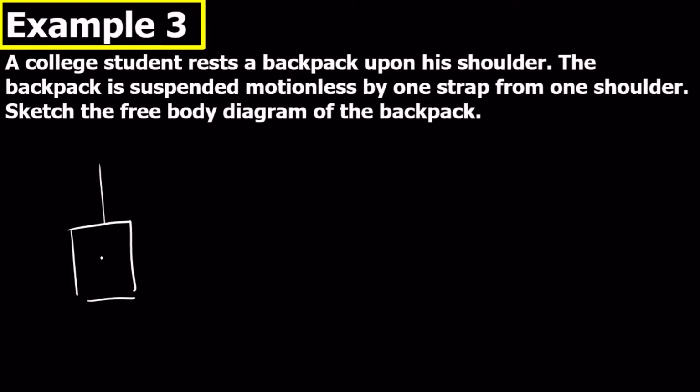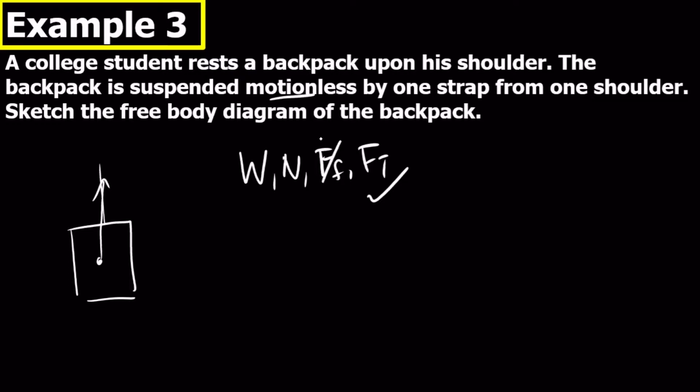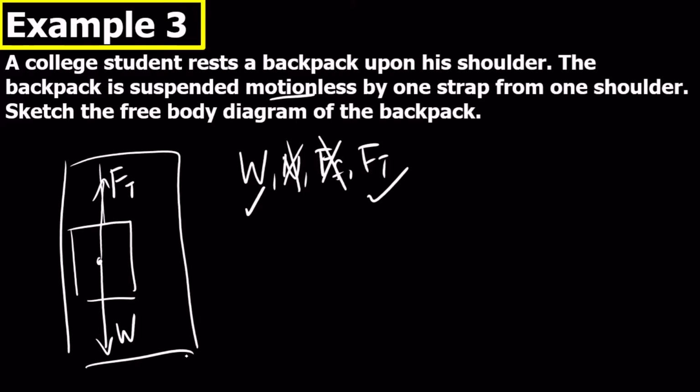For the free body diagram, draw a dot. We write down W, N, Ff, Ft. Now there is a string this time, so we do have Ft. Draw this along the string. The body is not moving relative to any other surface. It's motionless, so there is no frictional force. There is no normal force because there is no contact with any stable surface, but there is a weight. So W and Ft. That is the free body diagram.